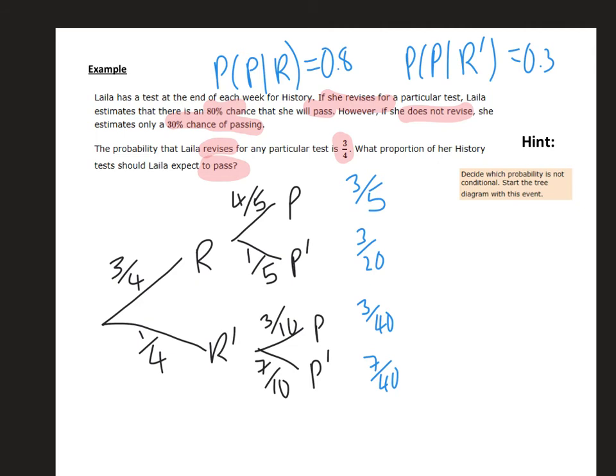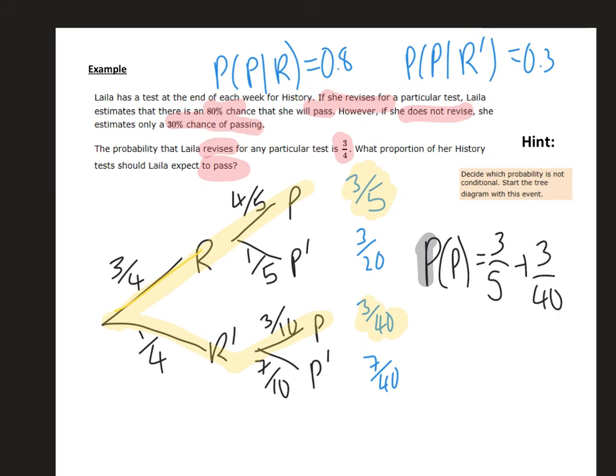And we're working out what proportion of a history test she should expect to pass. Well, this one, if I get the highlighter, this one involved passing, so I want this number. And this one involved passing, so I want this number. So the probability that she passes, because proportion just means probability, what fraction, percentage, whatever you want to think of it as, is 3/5 times 3/40. And if I work that out, it gives me 27/40.